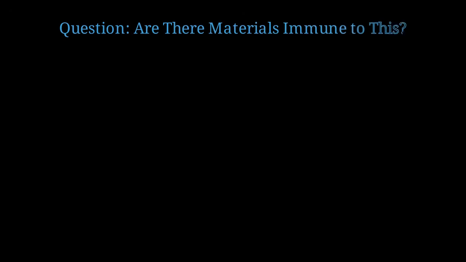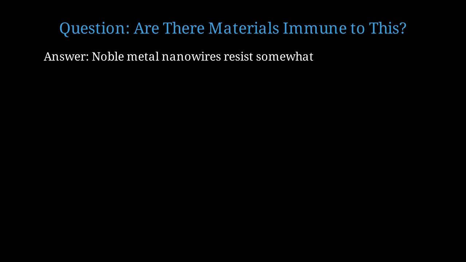You might wonder, are there any nanomaterials immune to this paradox? Noble metals like gold and platinum are chemically inert, so they absorb fewer reactive species. Gold nanowires show less sensitivity. However, gold and platinum have much lower intrinsic strength than covalent materials like carbon or silicon. You trade chemical stability for mechanical strength.